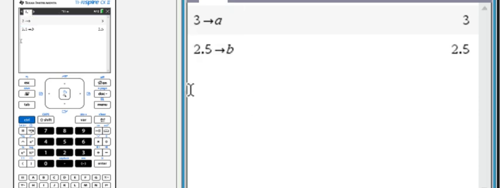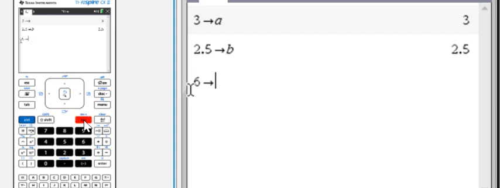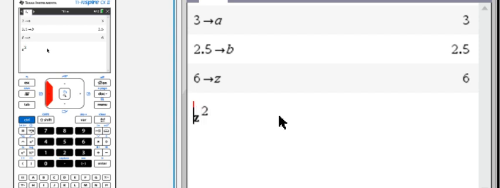So next, I want to store a value for z. So let's try 6. Store the letter z. So now I'm going to say negative z squared. Make sure to have the negative in front.